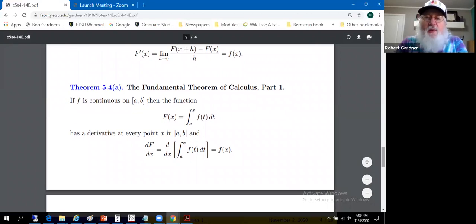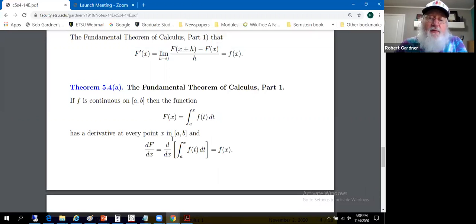Okay, fundamental theorem of calculus part 1 talks about the derivative properties here. It says if f is continuous on the interval from a to b, then the function capital F of x defined as the integral from a to x of f of t dt, like we had before, has a derivative at every point in that interval, and that derivative is lowercase f of x.